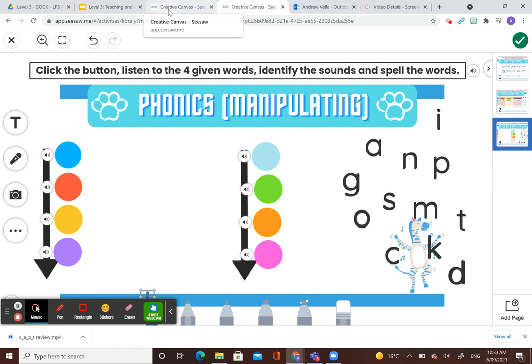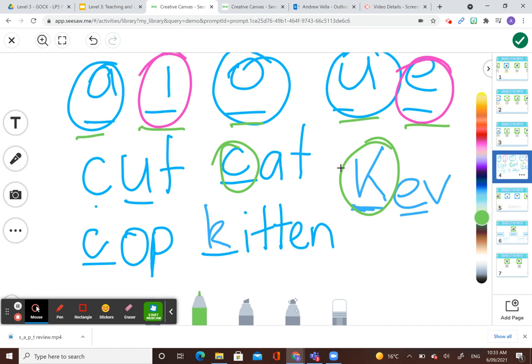Now remember, the main important takeaway from this is when you do hear a k, think about what the closest vowel is next to that k. And that's going to tell you if you need to use a C or if you need to use a K.